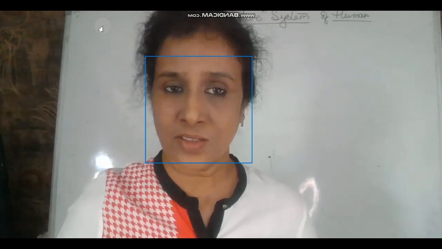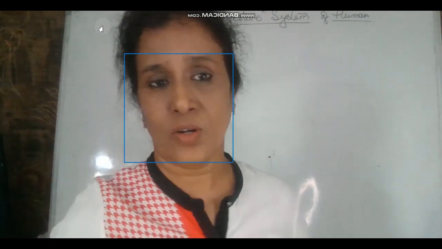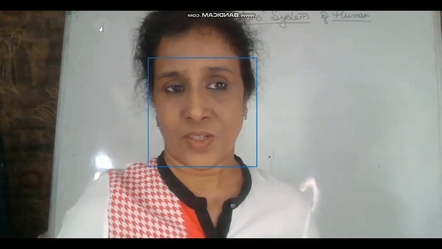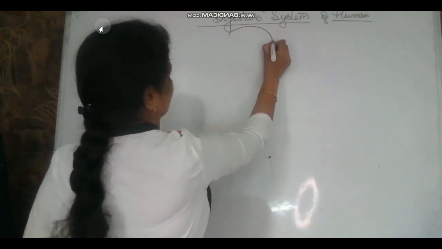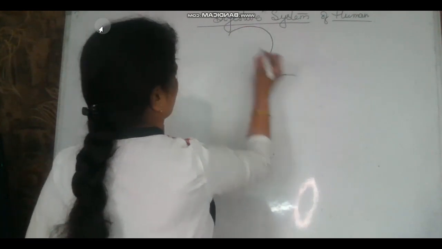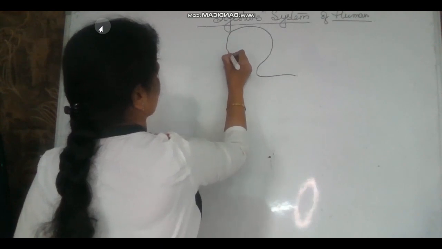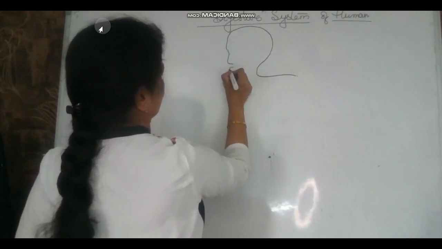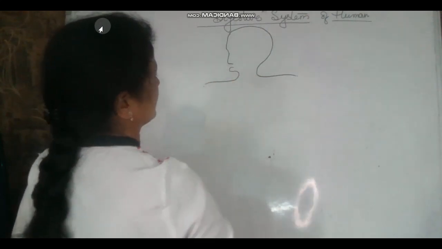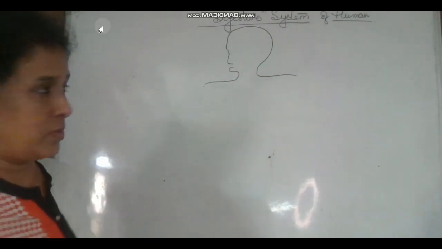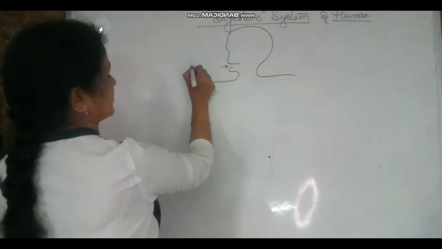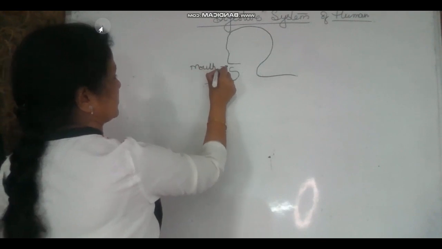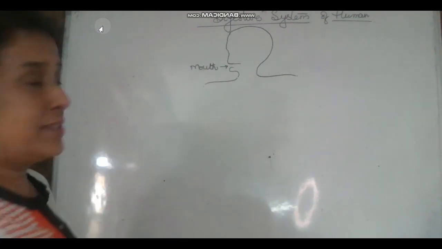So first of all, let us draw the structure of digestive system of human. Draw with me. If you cannot draw this outside figure, there is no issue about this. If you cannot draw this, no problem. You can directly start from here. This is the mouth through which we take the food inside.